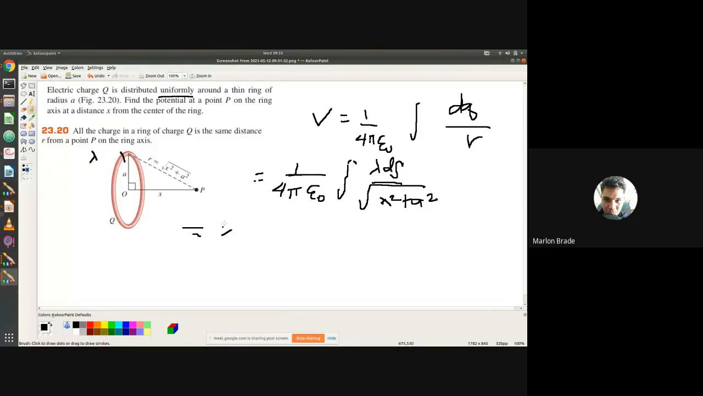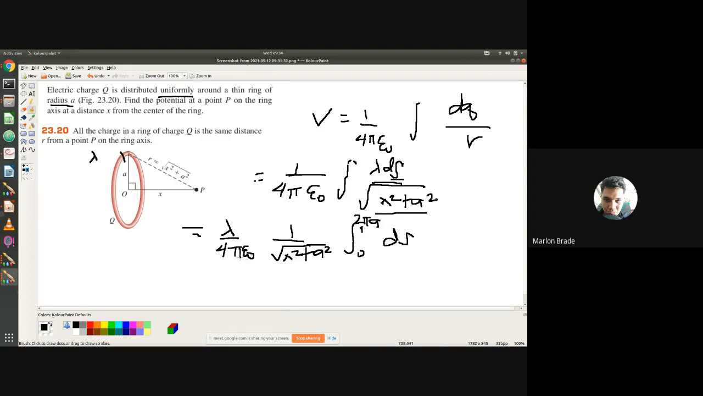So, lambda over 4 pi epsilon naught comes out of the integral, since the variable is s and the rest is constant. So we integrate ds, where s is the arc length, from 0 to one full circumference, which is 2 pi a, since the radius of the circle is a. So, from 0 to 2 pi a.